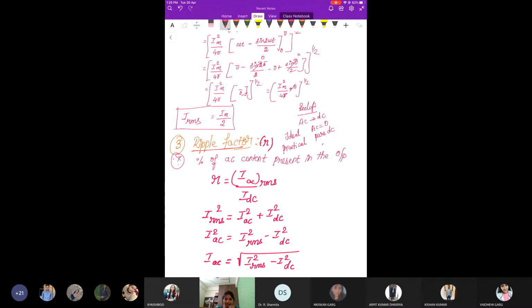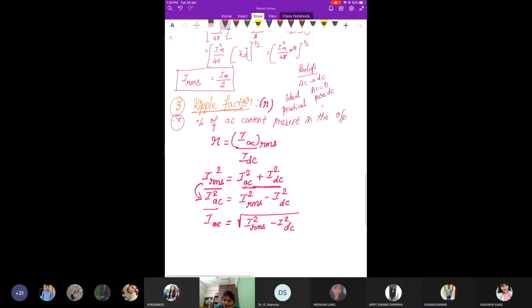So first you have to write. I am going to find the numerator term, that is the I_AC value. You know that RMS is nothing but root mean square value. It is mainly used to represent the AC component present in the DC. That's why here I have written I²_RMS is equal to I²_AC plus I²_DC. So from this equation, I am going to write the value of I_AC. So I_AC equal to, I am getting, root of I²_RMS minus I²_DC.